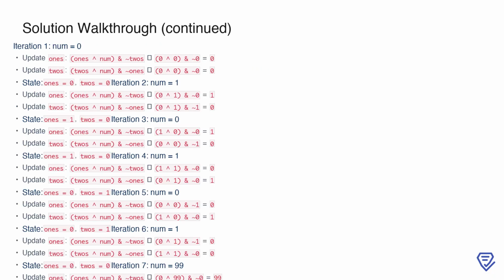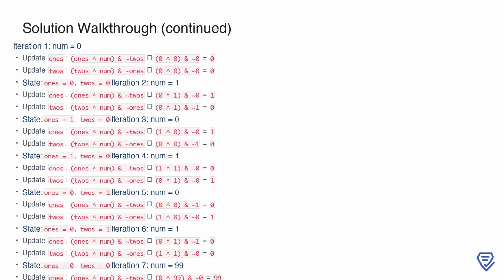In this example, we see how the repeated updates to ones and twos allow us to filter out numbers that appear exactly 3 times. For instance, as we iterate through the array, each occurrence of 1 toggles the bits in ones and twos appropriately. After the third occurrence, both ones and twos reset to 0, effectively removing 1 from the state. When we process 99, which appears only once, the bitwise operations ensure that it remains in ones and does not interact with twos. This approach showcases how the algorithm uses these two variables to isolate the single number amidst multiple duplicates.